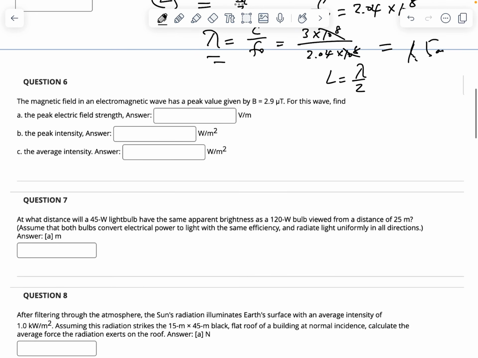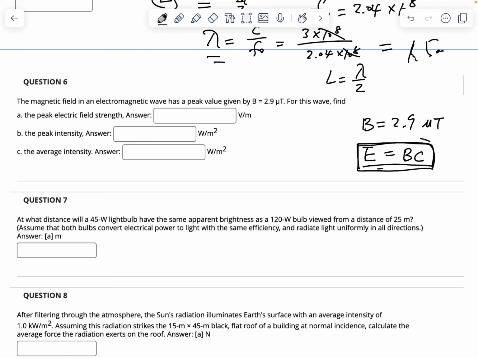Number 6. The magnetic field in an electromagnetic wave has a peak value B of 2.9 microtesla. For this wave, find the peak electric field. We know the peak electric field equals B times c. That's what we learned in class: electric field and magnetic field are linked by this equation. Actually, this equation applies for instantaneous value, peak value, and rms value; they all hold. So this is the peak value.